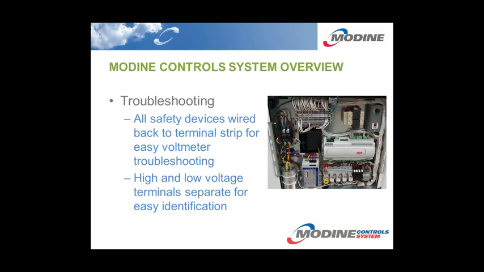Troubleshooting is extremely simple for these systems. Shown on the right is a typical water-to-water control panel. All of the safety devices are wired back to the terminal strip for very easy voltmeter troubleshooting. High and low voltage terminals have been separated for easy installer identification. The block on the top in this instance is the low voltage connections. The block on the bottom right hand corner is all of the high voltage connections.